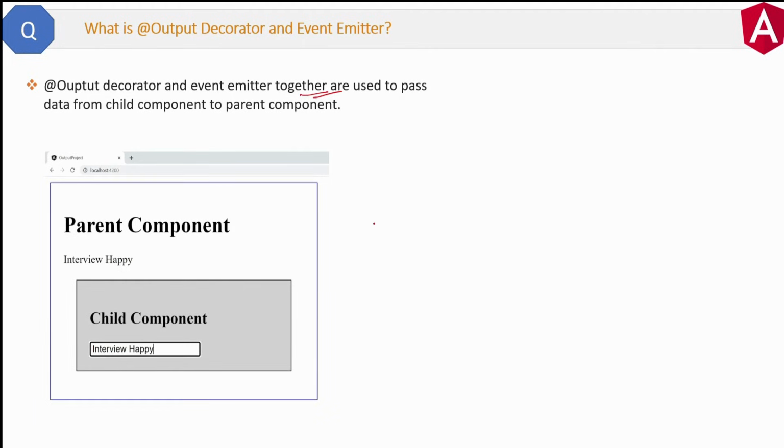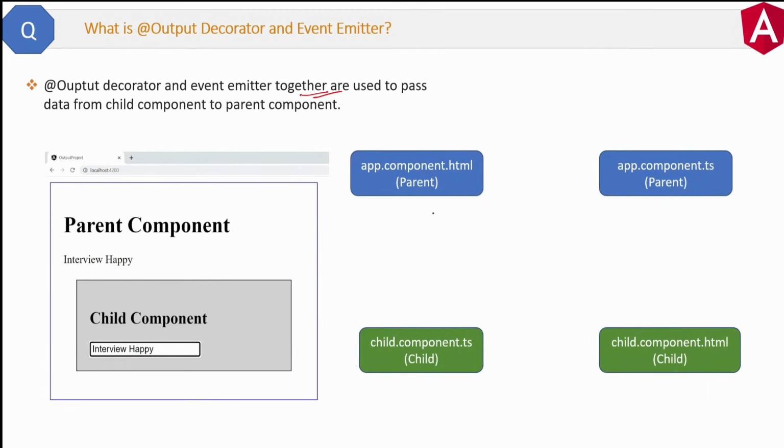Before diving into the code, let me show you the flow. Here we have two components, parent and child. Now first the user will enter some text inside the child component HTML file, right? That text will be transferred to the child component TypeScript file via event binding. If you don't know event binding, don't worry, you can watch my previous videos, or you can just think that event binding is used to transfer data from the component HTML file to the component TypeScript file.